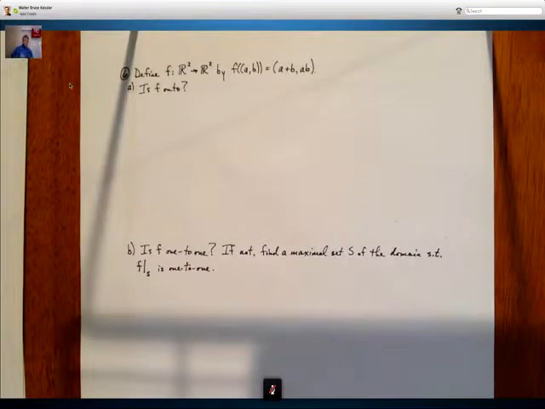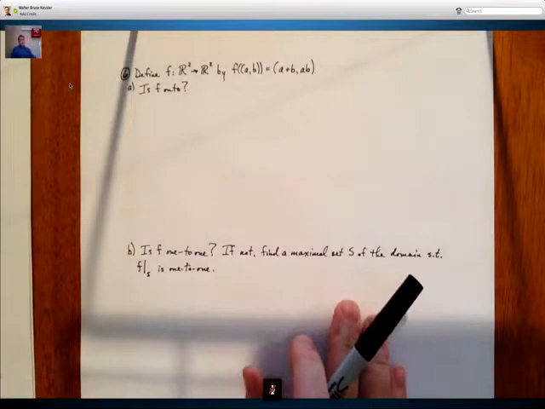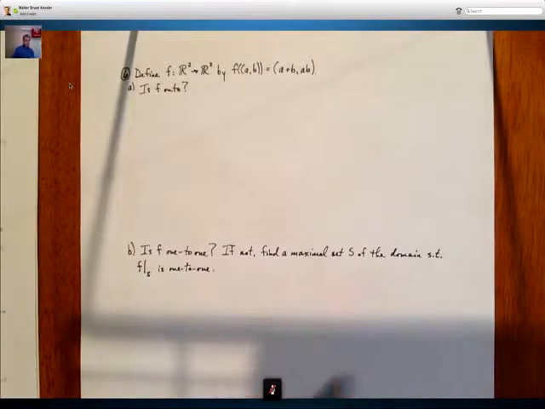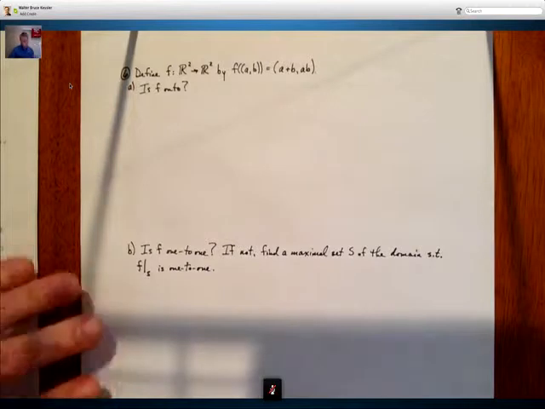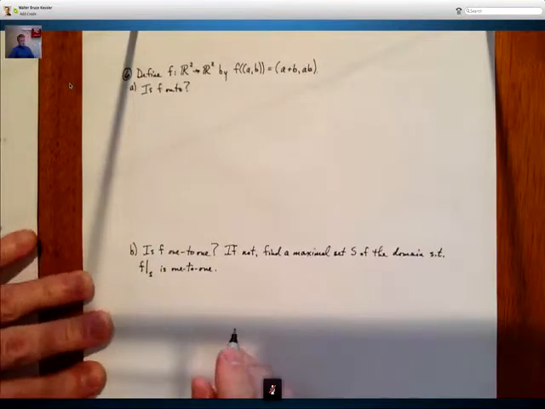Let's take a look at 6. 6 was weird. It says, okay, let's define a function that maps from R2 into R2 by taking the new first coordinate to be the sum of the first and second coordinates. The new second coordinate will be the product of the 2 coordinates. So the question is, is this onto?